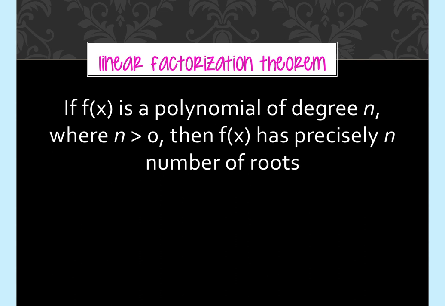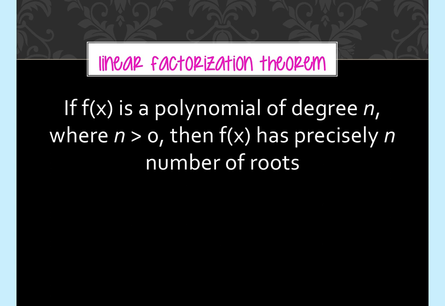The linear factorization theorem says if f of x is a polynomial of degree n, where n is greater than 0, then f of x has precisely n number of roots. So whatever the highest exponent is, that's how many roots there are. That's all that means. If it's an x to the 5th, it's 5. It's x to the 4th. I did say that before, but you haven't officially had a name for it, but we did say that before.